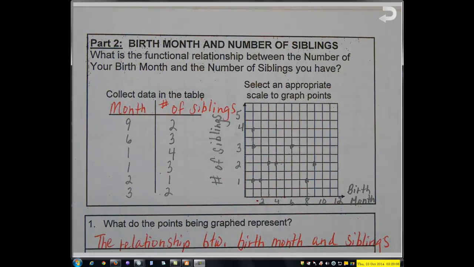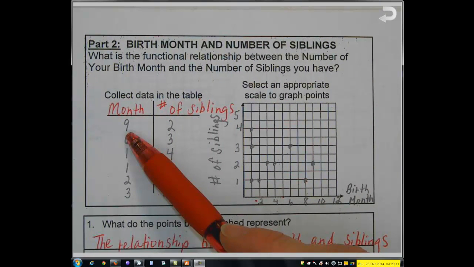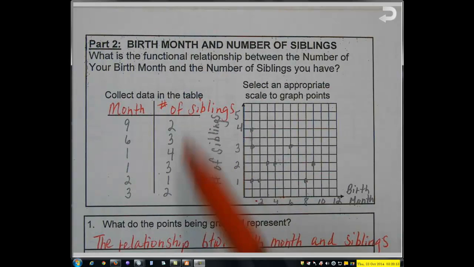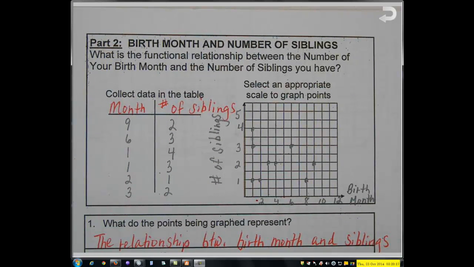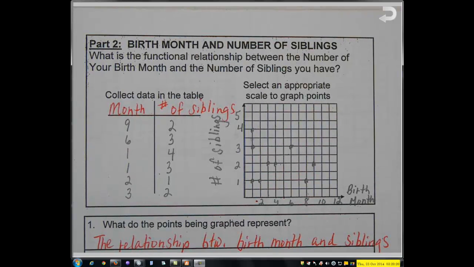The question was, what month are you born in? And I put the month number, and then how many siblings do you have? We want to see if there's a relationship between your birth month and the number of siblings that you have.